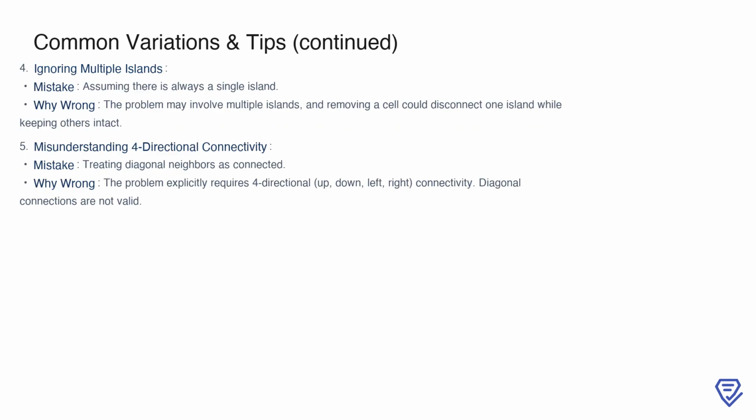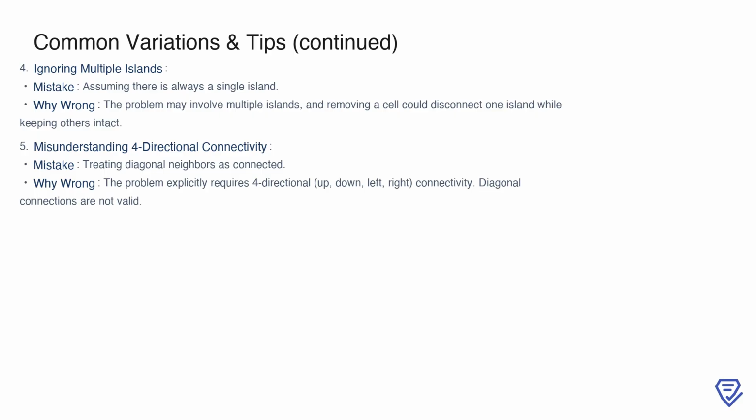Another common mistake is ignoring the possibility of multiple islands. It's easy to assume there's only one island in the grid, but that's not always the case. Removing a cell might disconnect one island while leaving others intact, so your logic needs to account for this.